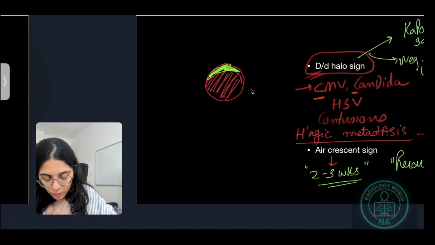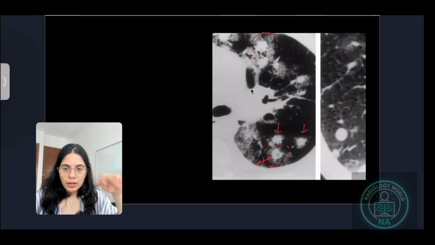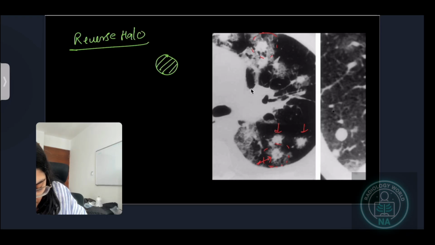So I am sure that now you understand how the halo sign looks. It is like a consolidation and there is a surrounding ground glass, or a nodule with surrounding ground glass. Another thing is that there is something which is called your reverse halo sign also. So what is this reverse halo sign? Here you will see that there is central ground glassing surrounded by a consolidation. So that is reverse halo sign. This is also called your atoll sign.